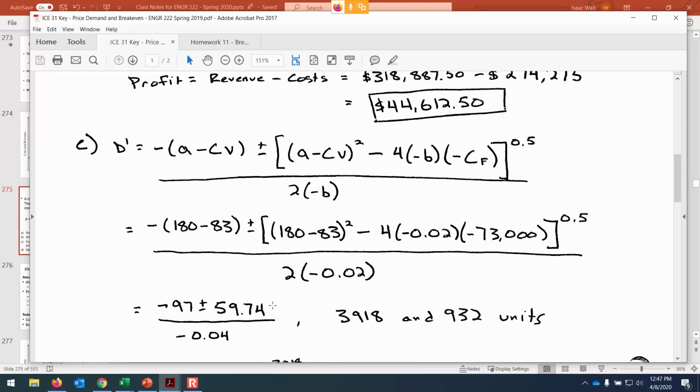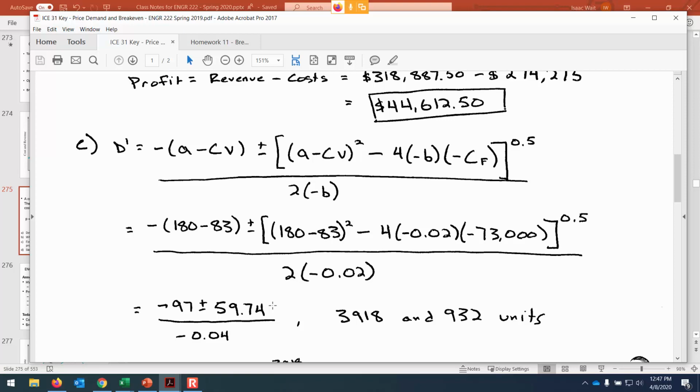Okay, so if you substitute in all the information that we've got, there's a plus and minus in that equation, which means that to find the two different values, at one point we're going to add that bracketed number, and at one point we're going to subtract what's in that bracket. And so what we should get is that the range of demand is 932 units as the first break-even point.